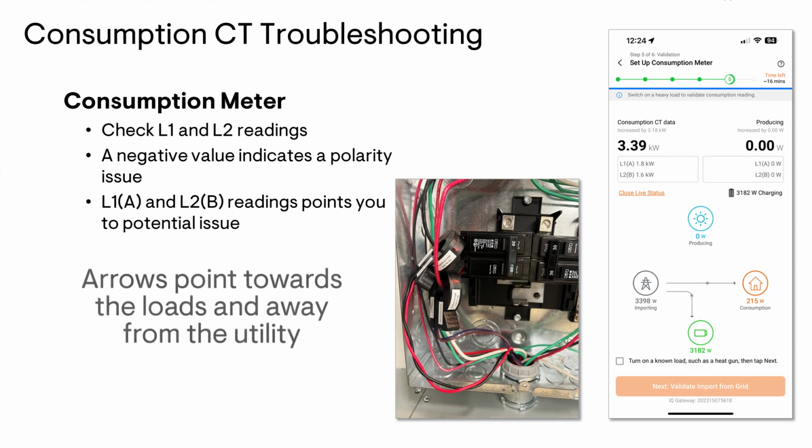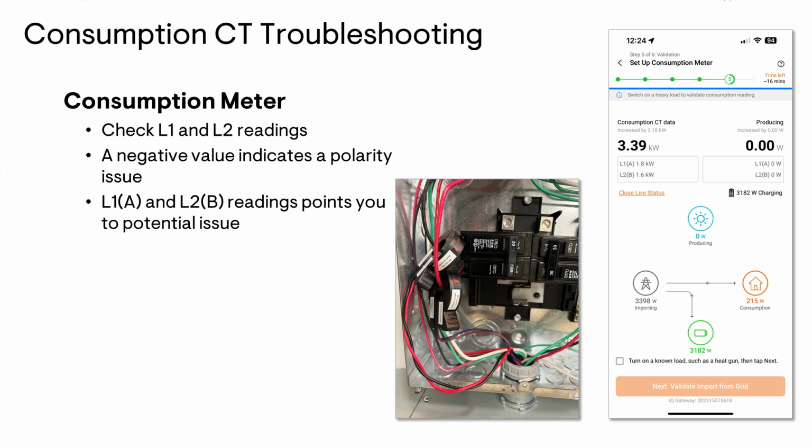Now, when we talk about the polarity arrows, they always need to be pointing towards the loads and away from what you want to measure. In this example, we want to measure what's coming in from the utility, so the arrows are going to be pointing away from the utility towards the loads.